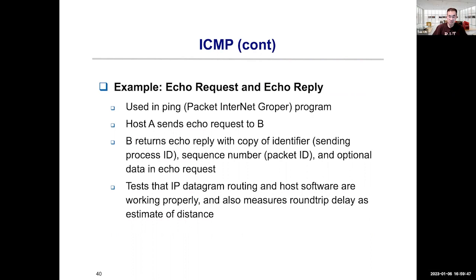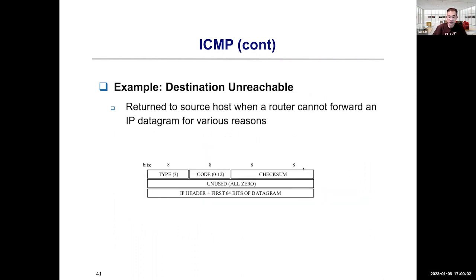So sometimes, you know, the internet is not working, okay? Sometimes you ping using command messages, right? Sometimes when you ping, if your ping doesn't come back, there's something wrong with the network, right? So that could be a destination unreachable, basically telling you that the router cannot forward the IP datagram for various reasons. It does not tell you what the reason is, but they basically tell you it's unreachable.